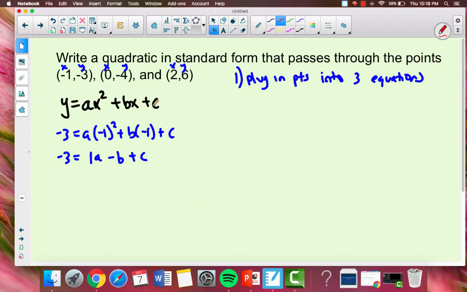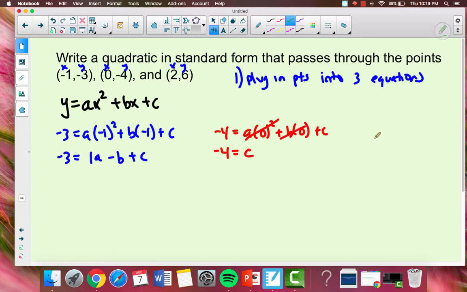Then I'm going to do the same thing with my second point. So I'll have negative 4 is equal to a times 0 squared plus b times 0 and then plus c. And this is nice because if I simplify this one, I get negative 4 is equal to, well, 0 times a, that all goes away. B times 0, that goes away. So I'm just left with a c.